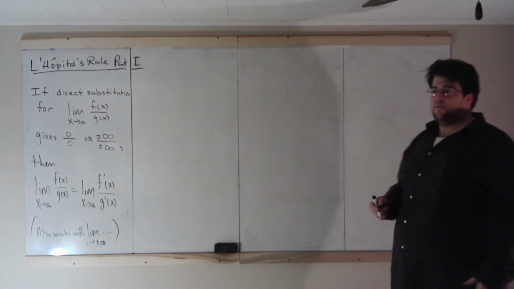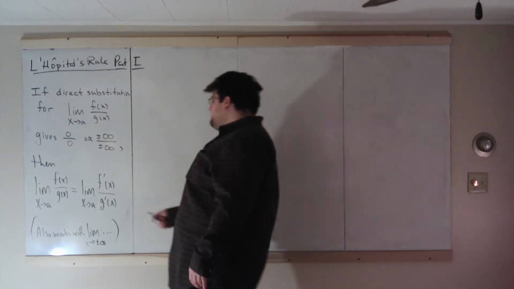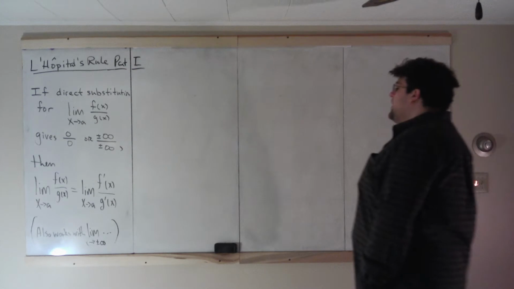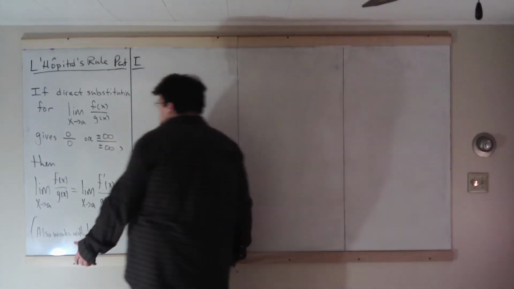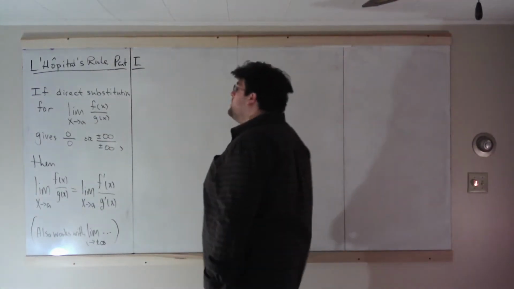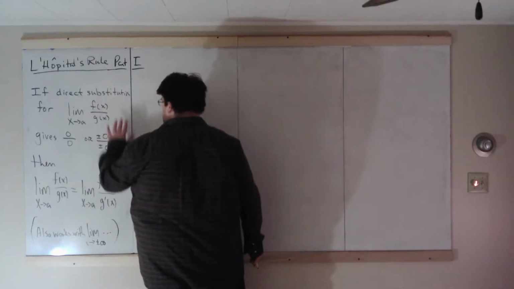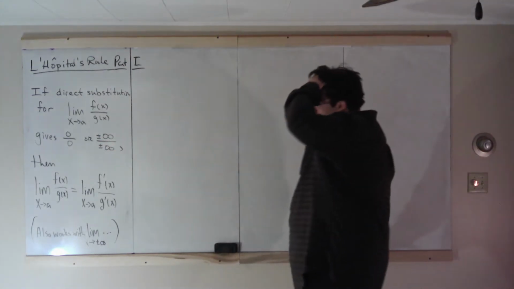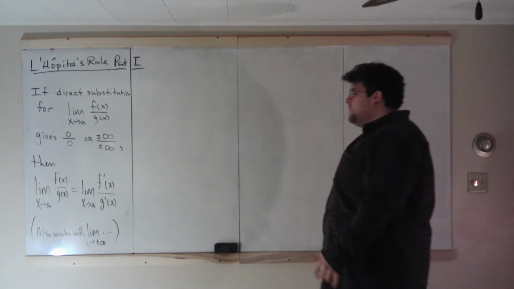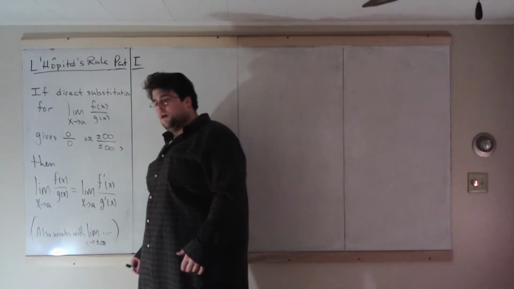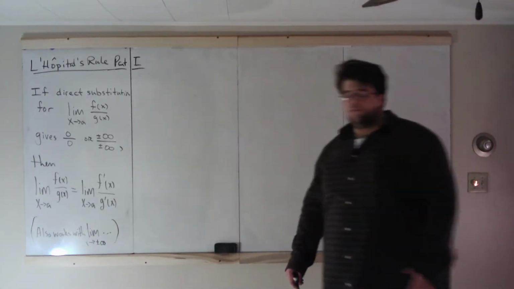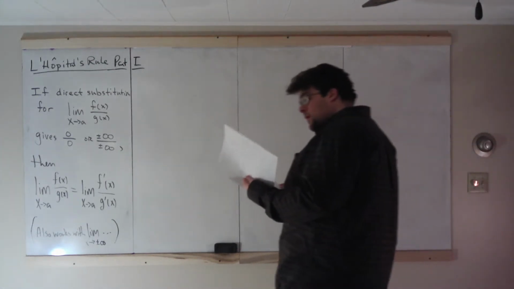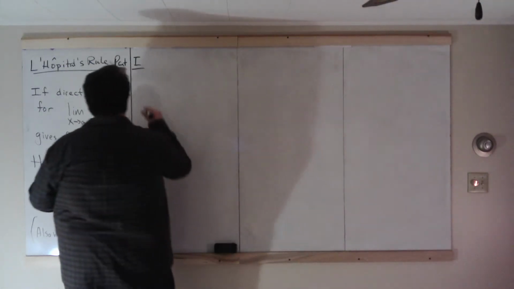Earlier in the semester when we were doing limits, we didn't have derivatives, and we didn't have this rule, so we couldn't use it. But now we have derivatives, so we can use this rule to take some limits. Notice it works only if the direct substitution gives a 0 over 0 or an infinity over infinity. It also works for limits as x goes to infinity or negative infinity. So let's look at 4 or 5 examples.